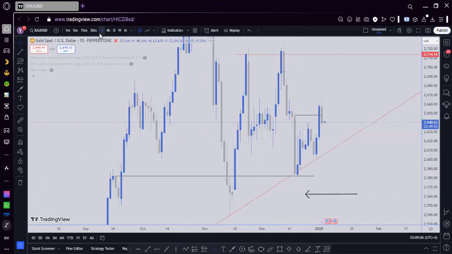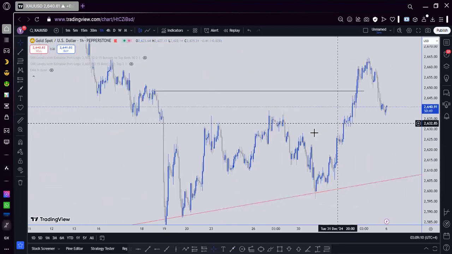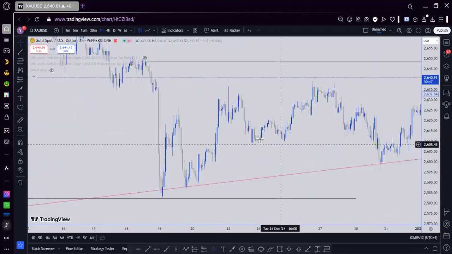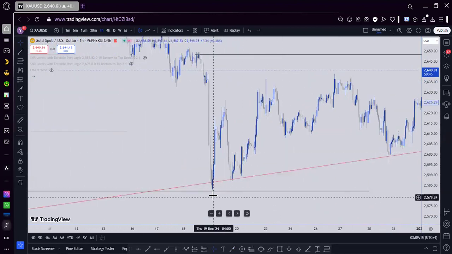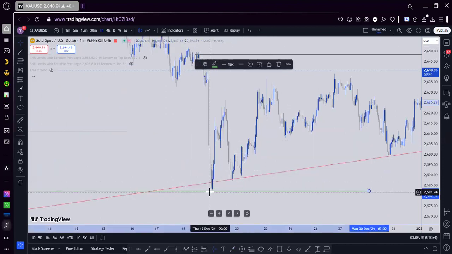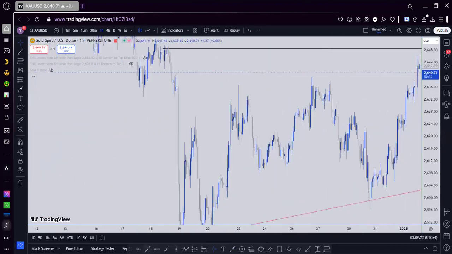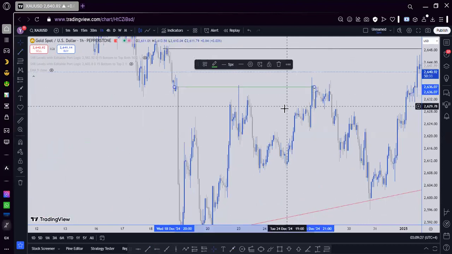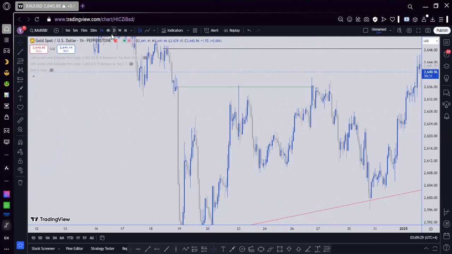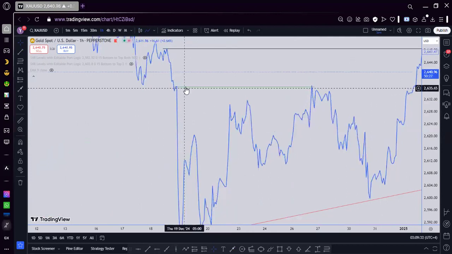Now let's check the 1 hour breakout for the bullish daily classic storyline. So the touch was right here. Let's make it green. The touch was right here. Where is the bullish 1 hour breakout? This is the bullish 1 hour breakout for the bullish daily classic storyline.